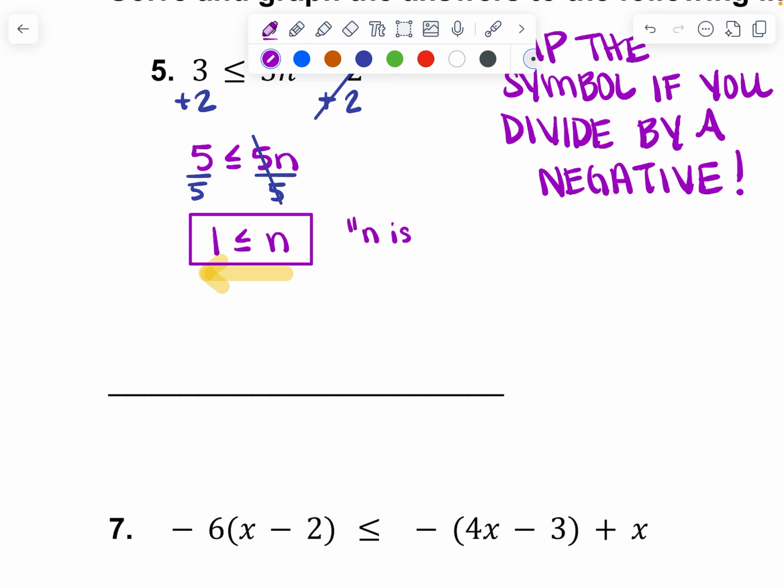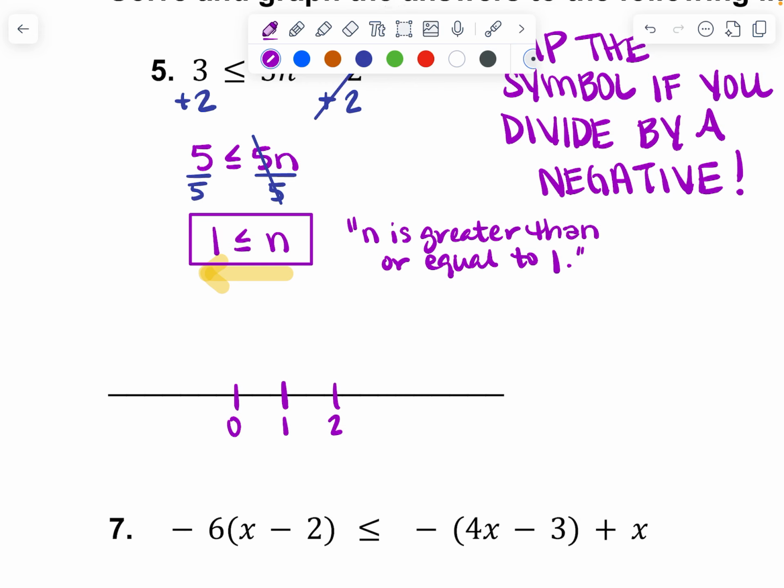So we would call this n is, I'm just going to write this all out. You don't have to do this, of course. n is greater than or equal to 1 is how we would pronounce that. Right? So that's what you're graphing. So here's the 1. If you want to put a couple of other numbers around it, you certainly can.